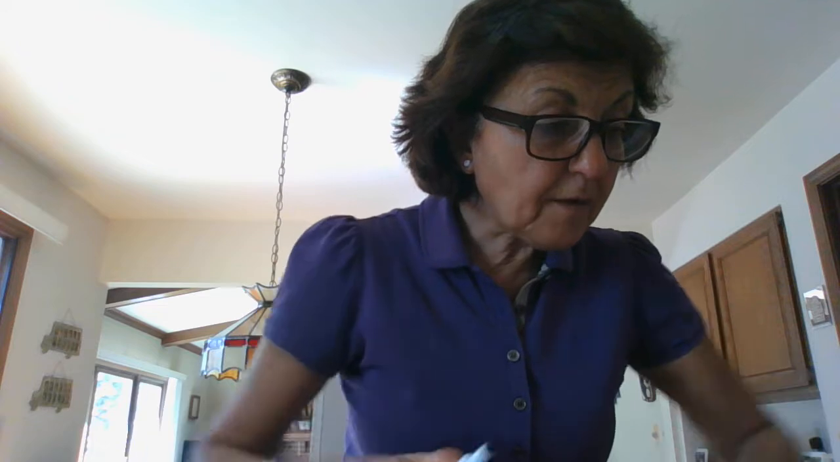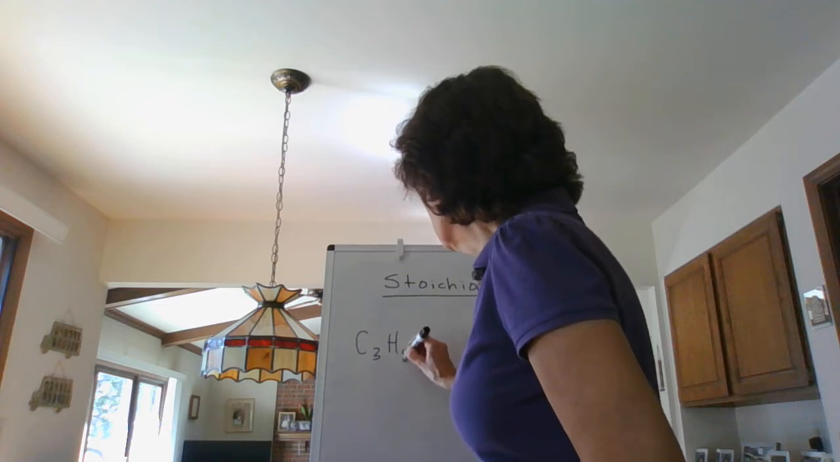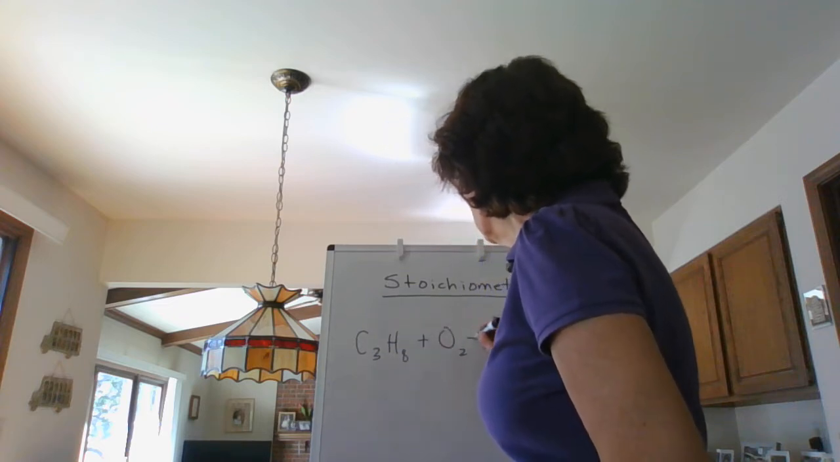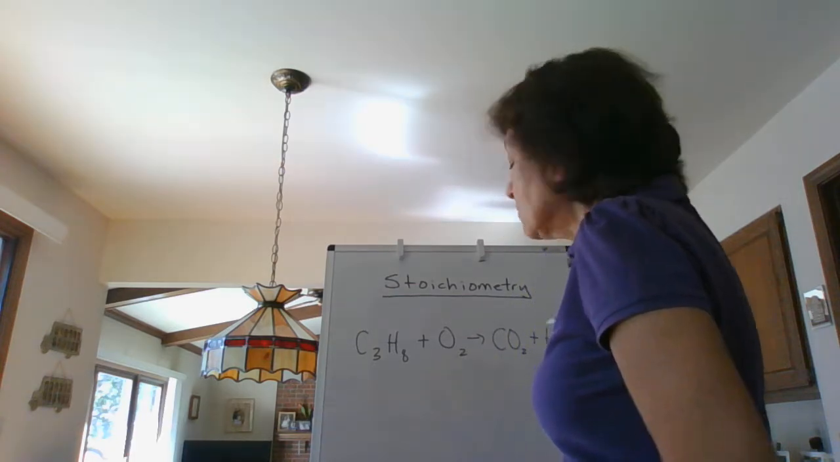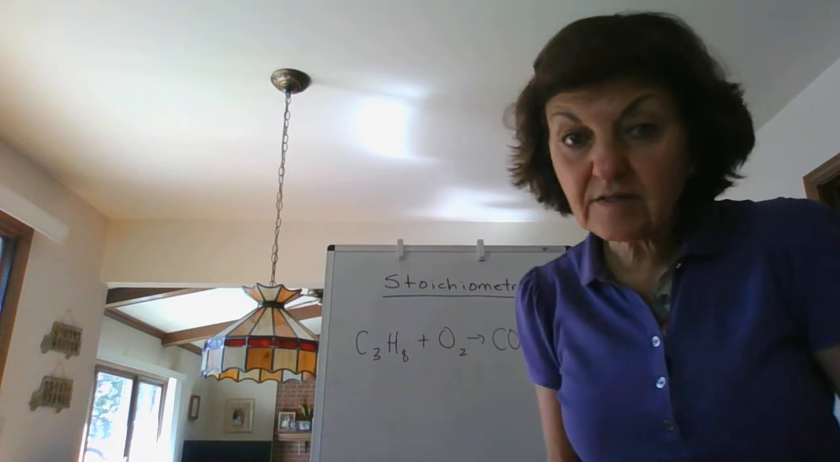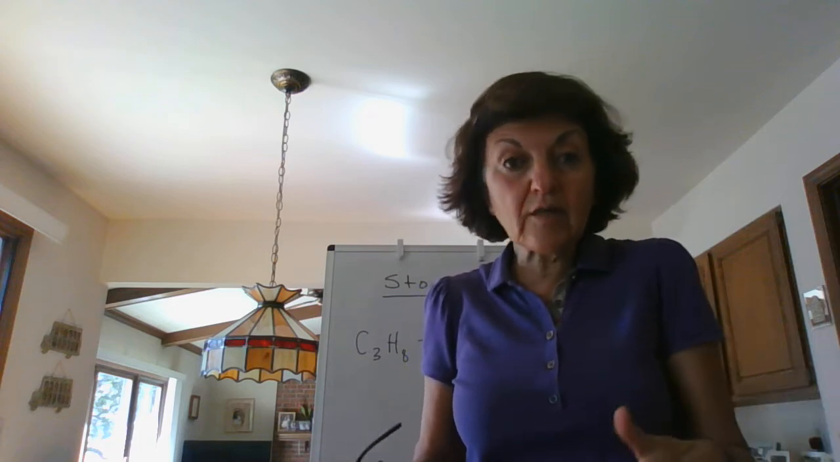So let's start off today with our first stoichiometry problem. Propane reacts with oxygen to produce carbon dioxide and water. Propane is C3H8 plus O2 will give you CO2 plus H2O. There's our equation. Is it balanced? No, it isn't. So we need to balance it before we can even begin to do anything with the problem.